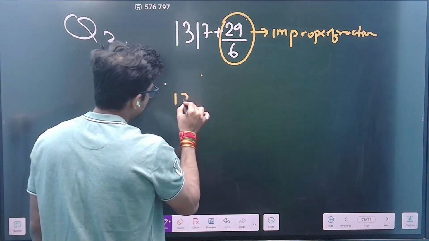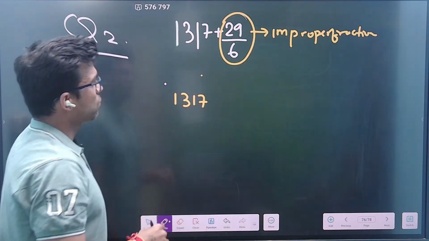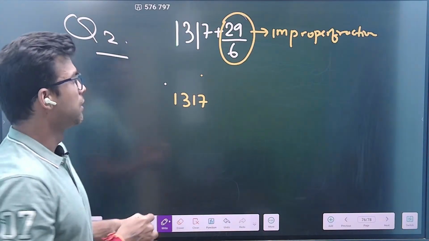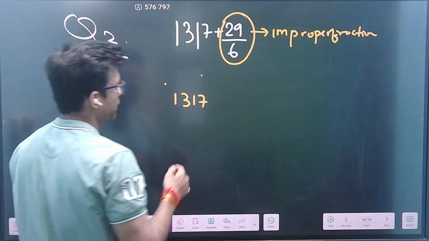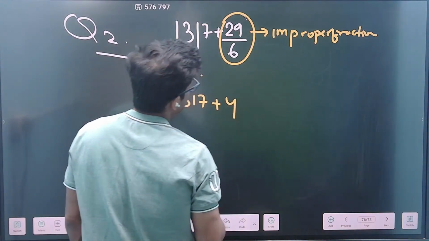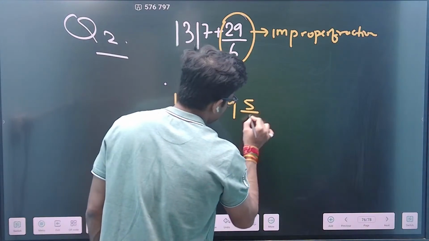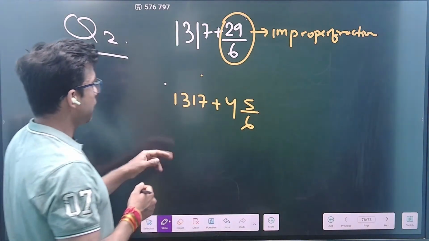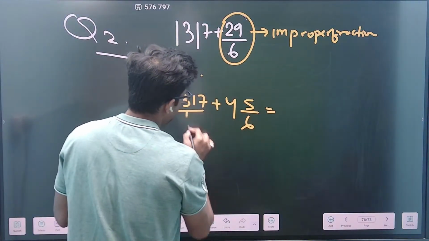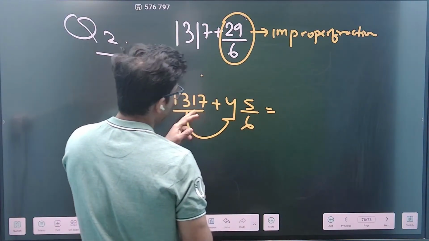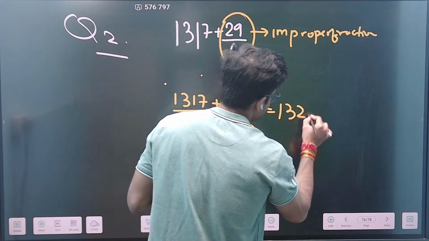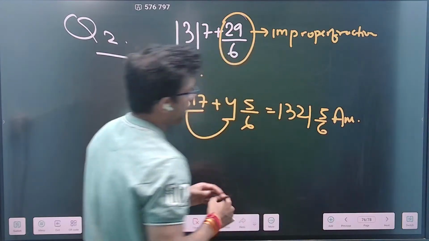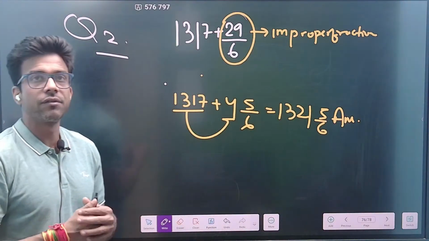So 1317, what is 29 divided by 6? 6 4s are 24, so 4 times, and the remainder is 5 by 6, correct? Now you can just add: 1317 plus 4 is 1321. This would be 1321 and 5 by 6, which is my answer. Correct? So this is the logic that everyone should know.